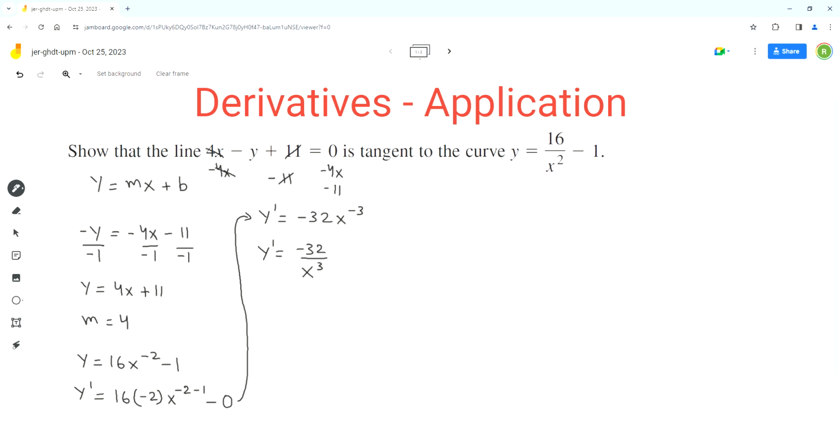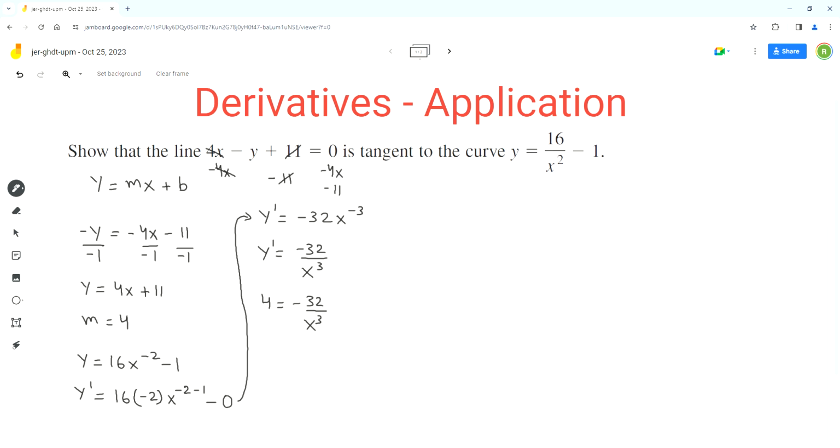Now in order for this given line to be a tangent to this curve, the slope of the line should be equal to the expression for the derivative of this curve, because the derivative represents the slope of the tangent. So therefore in our next step we'll sub in y prime as 4 and solve for x. So this is the equation we get, and now we have to solve for x.